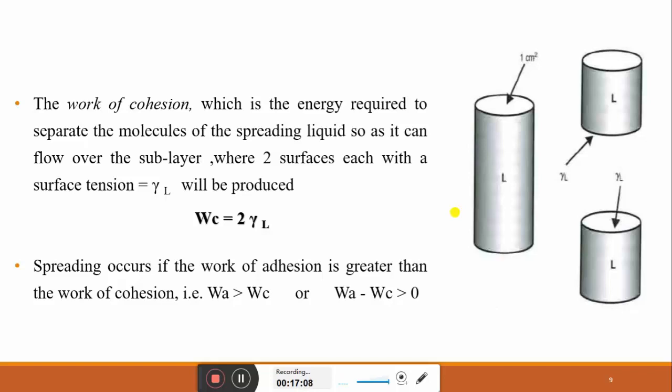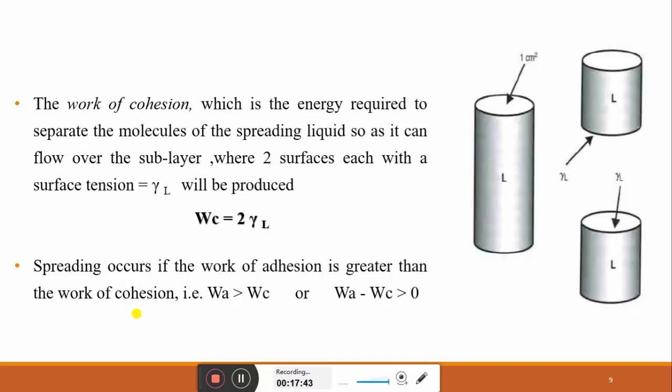When we perform work of cohesion, for example if we break this cylinder, it produces two different surfaces. So work of cohesion will be 2 into gamma L. Again, we haven't considered the surface area here because we have considered the surface area as 1 centimeter square. So 2 into gamma L into surface area, and the surface area is 1. Spreading occurs if work of adhesion is greater than work of cohesion, or work of adhesion minus work of cohesion is greater than 0.